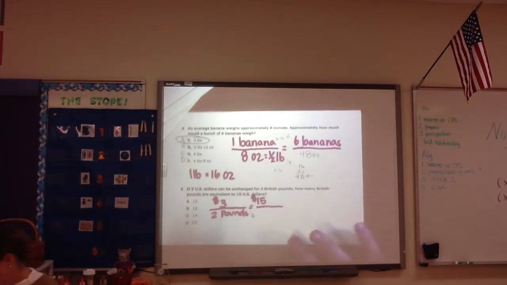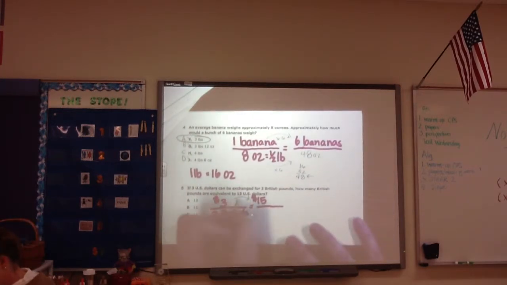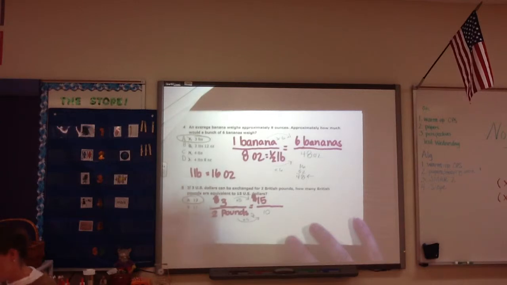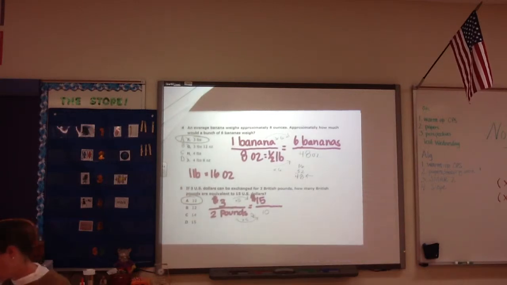And on number 2, this was another really simple one where you could see a scale factor here. I'm multiplying by 5. So the correct answer was 10. 10 pounds are equivalent to 15 US dollars.